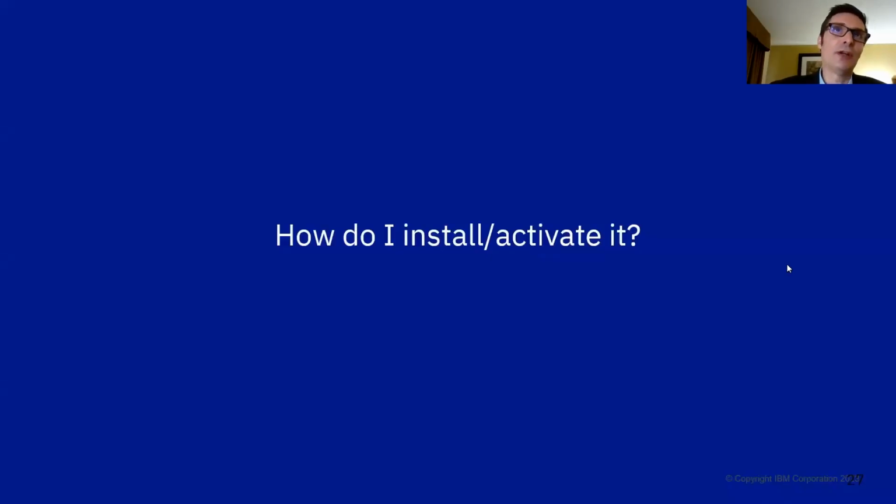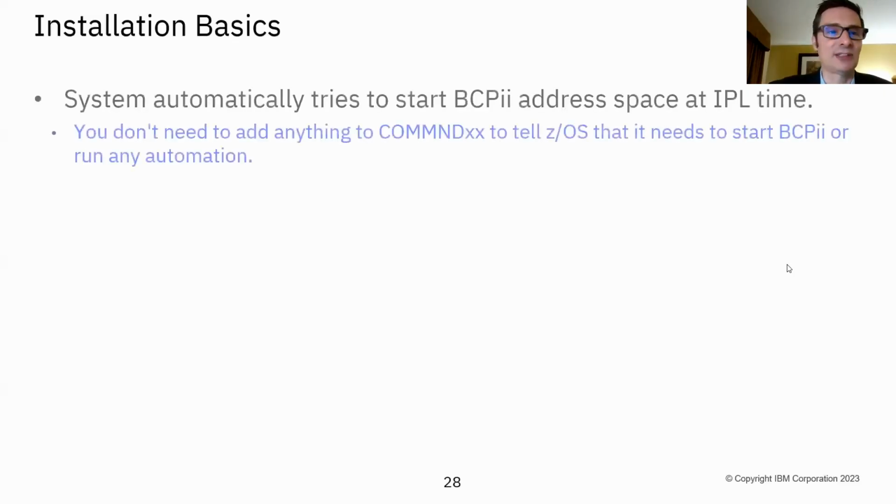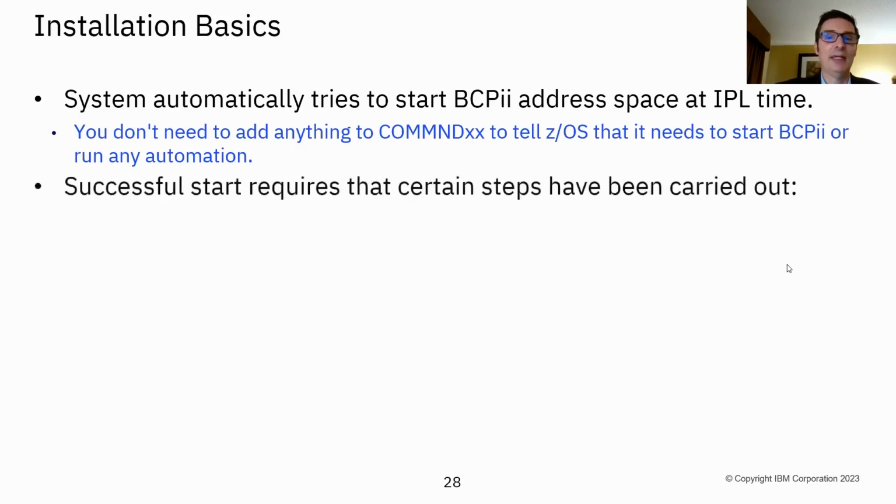Okay, so that's all we're going to talk about in terms of the interface. Let's talk about how I install or activate it. So, installing or activating basics. The first thing is the system automatically tries to start the BCPii address space at IPL time. You don't need to add anything to a list of applications that need to start up when you IPL. It's automatically going to be started very early during the IPL. It's called during master scheduler initialization time. It actually will attempt to start up.